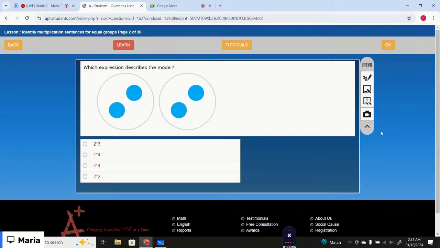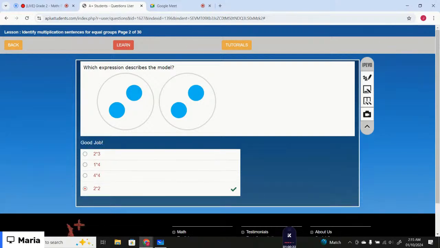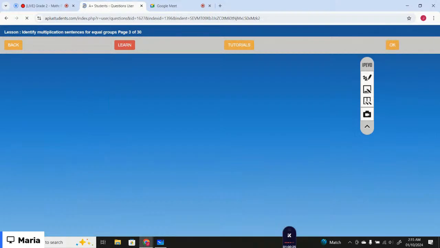That is 2 times 2. Option number 3 is the correct option. You have two groups, and each group has two dots, so that means 2 times 2 is the correct option. Got it, everyone? Any questions, you can please ask.